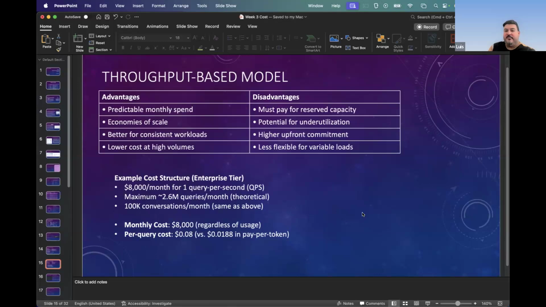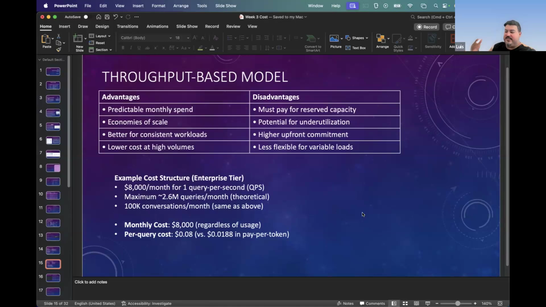Sometimes they have a maximum of 2.6 million queries, which I doubt everyone using enterprise chatbots reaches. Let's say 100,000 conversations a month. The monthly cost for this is $8,000 a month, regardless of usage. And if you compare that to the cost per query, it's only about 0.8 cents.